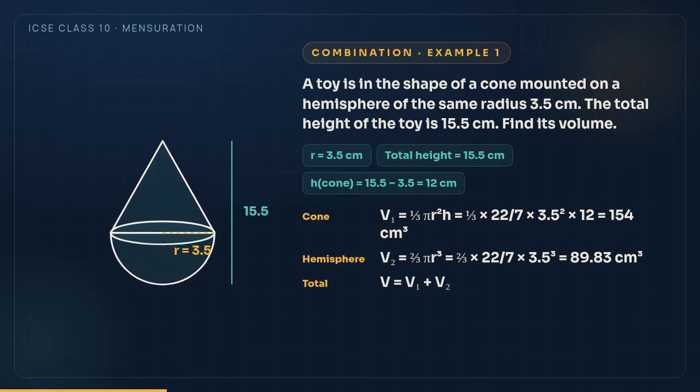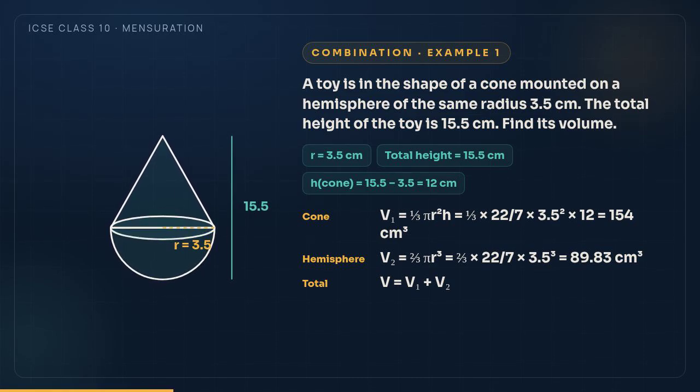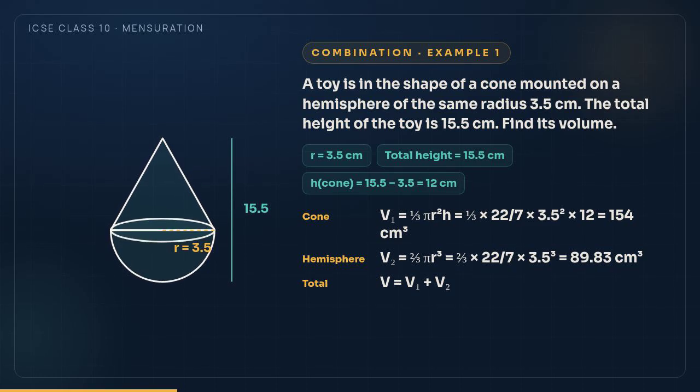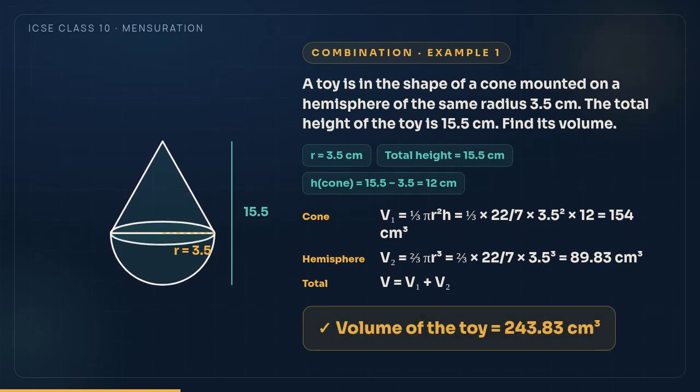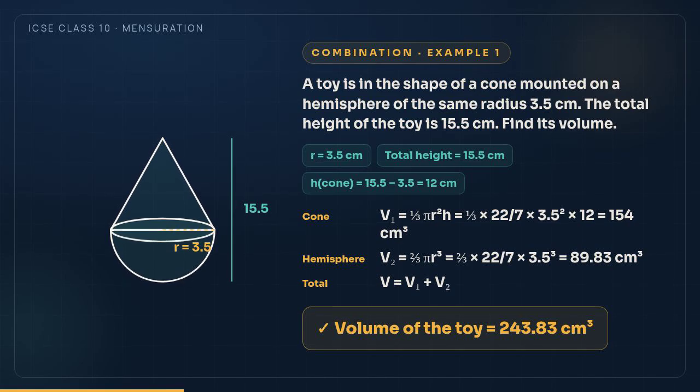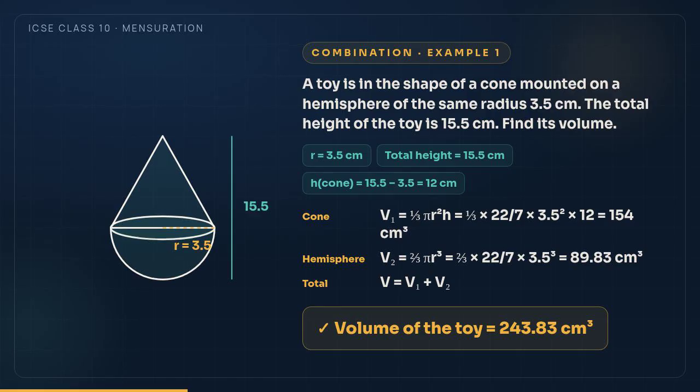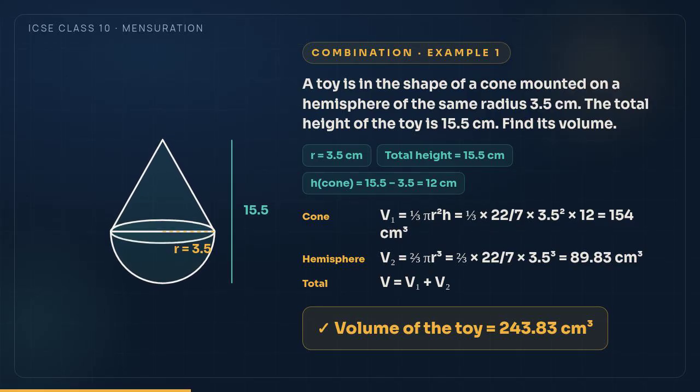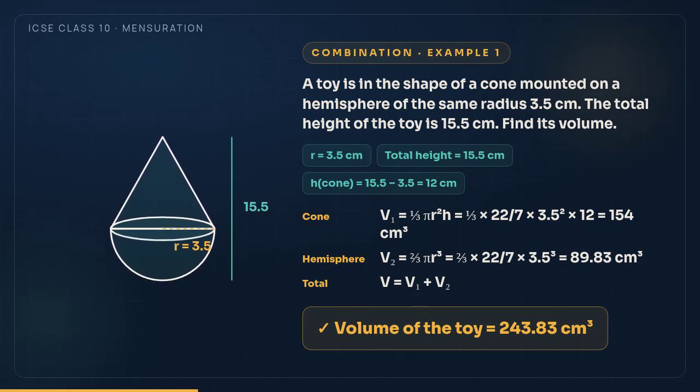Volume of the cone is 1/3 pi r squared h. That is 1/3 into 22/7 into 3.5 squared into 12, which gives 154 cubic centimeters. Volume of the hemisphere is 2/3 pi r cubed. That is 89.83 cubic centimeters. Adding them, the volume of the toy is 243.83 cubic centimeters.